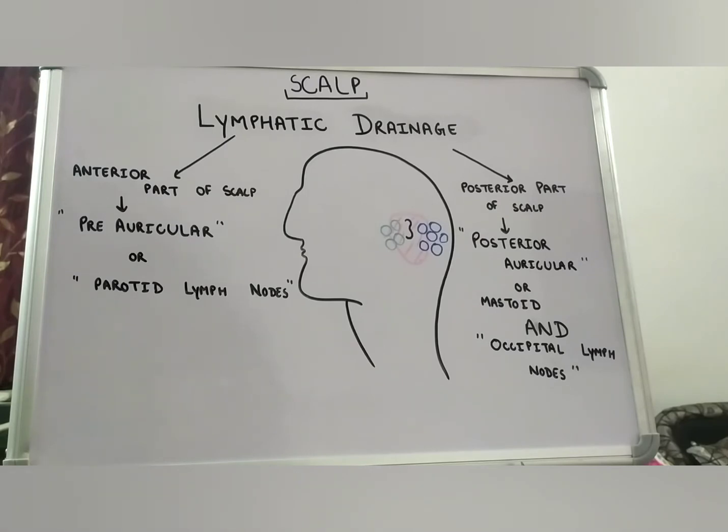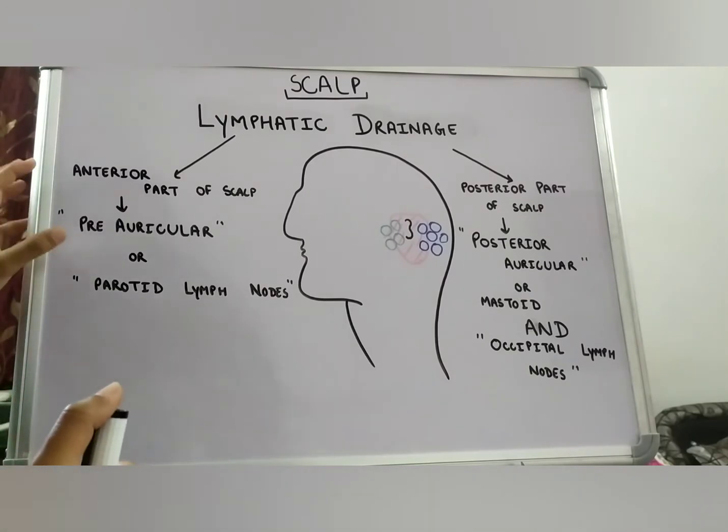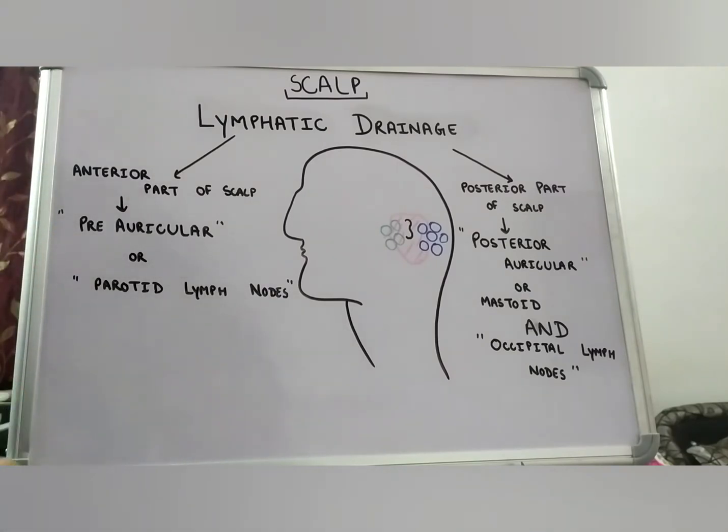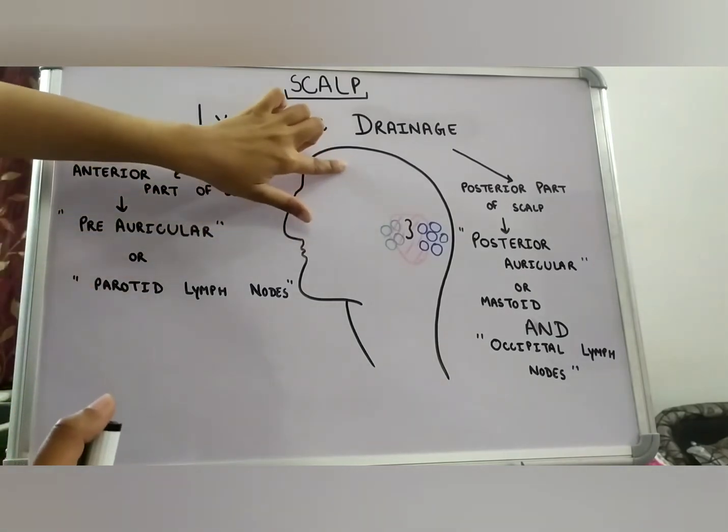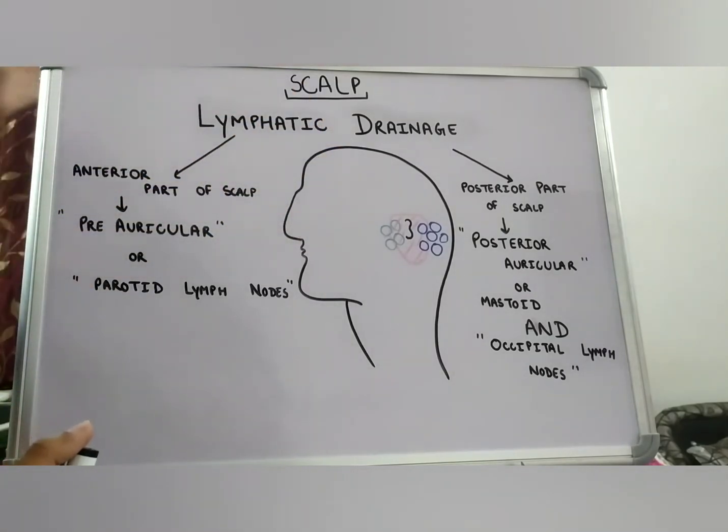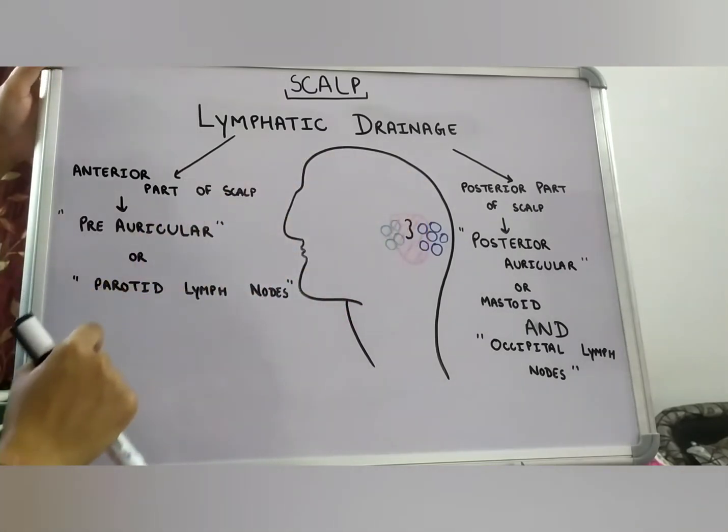So friends, in continuing with the topic scalp, today we limit our discussion to the lymphatic drainage of the scalp. So let's begin. Basically, the lymphatic drainage of the scalp is divided into two groups. One group is that group of lymph nodes that would drain the lymph from the anterior part of the scalp, and another group is that group of lymph nodes that would take the lymph from the posterior part of the scalp.